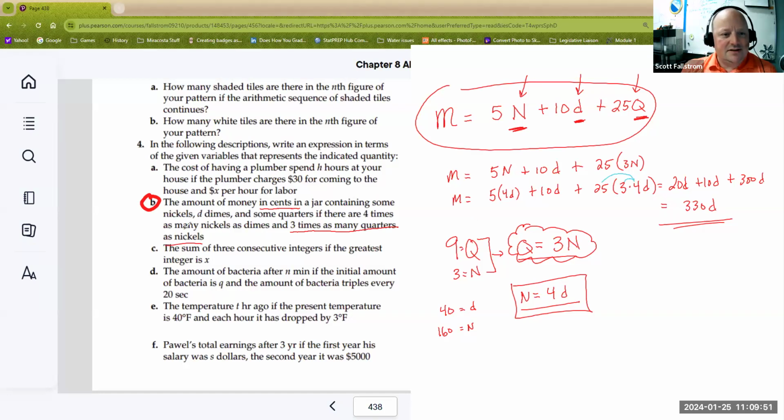So if you were writing this out as your final answer, you'd have 330 times d, but just think of what we're measuring. We're measuring cents. So my final answer is 330d cents. Now again, the first part up top is probably the most natural. Think about how many nickels, how many dimes, how many quarters. I just put those together, which is fine. Just start that way.